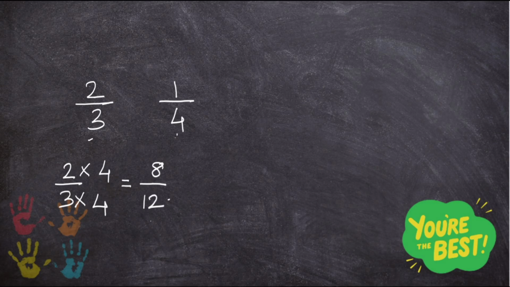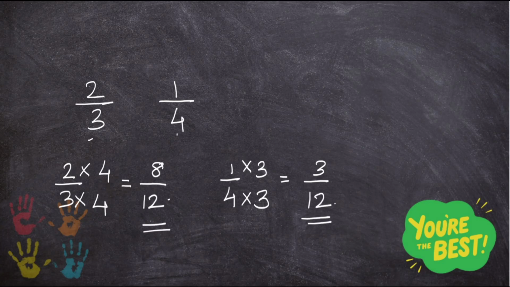Now you're going to take the other fraction, which is 1 upon 4. Now you're going to multiply this fraction with the number present in the denominator of the other fraction. So who is it? It is 3. So I'll multiply both numerator and denominator by 3. Now multiply. 1 times 3 is 3 and 4 times 3 is 12. So what are the two equivalent fractions for the pair 2 upon 3 and 1 upon 4? It is 8 upon 12 and 3 upon 12.